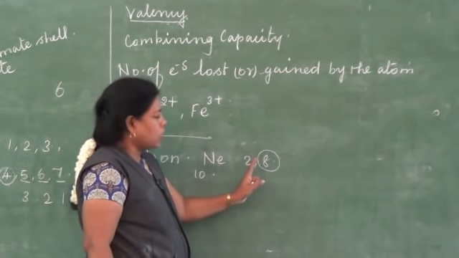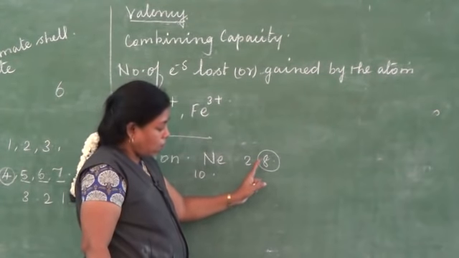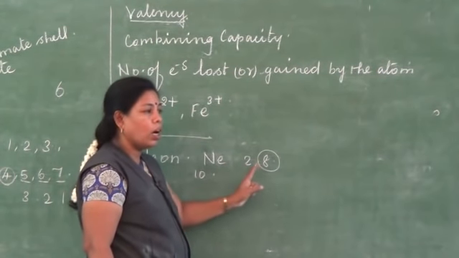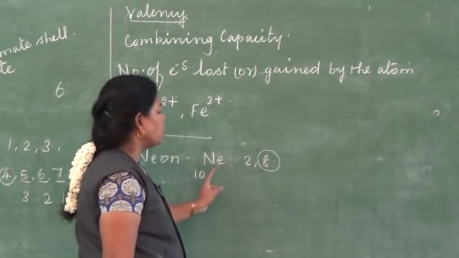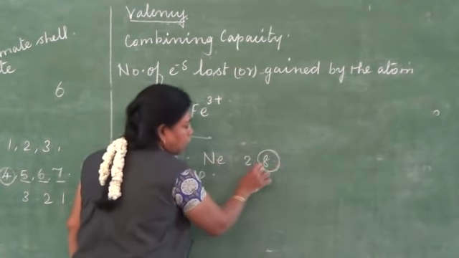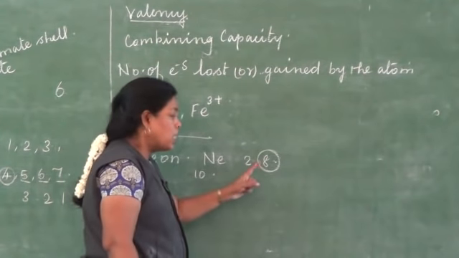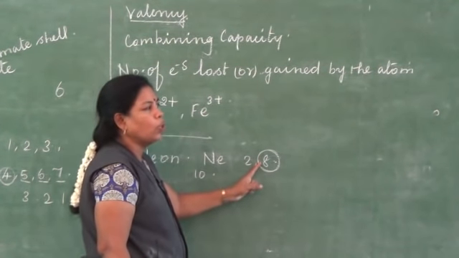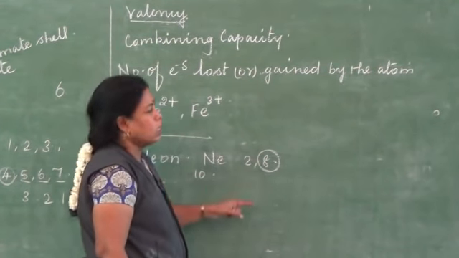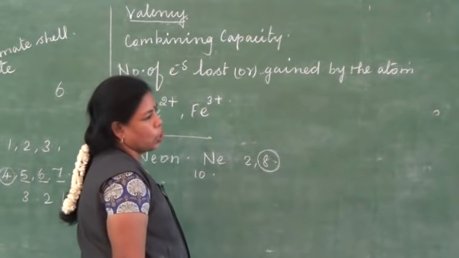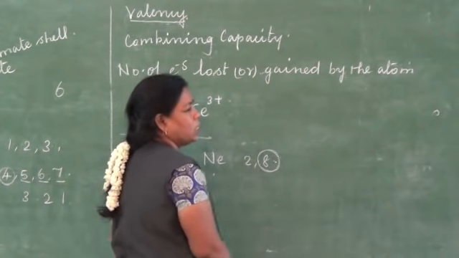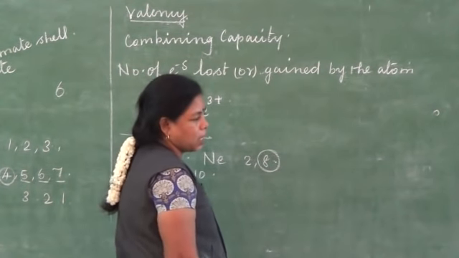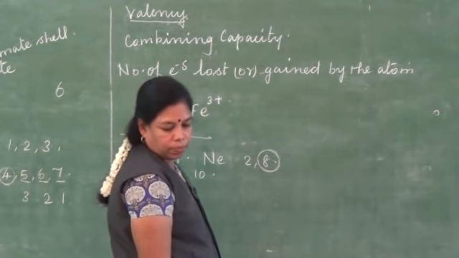So it can neither gain nor lose electrons from its outermost orbit. Neon already has 8 electrons in its outermost orbit. Already it is stable, so it need not gain or lose. So its valence is 0. The elements having 0 valence are called rare gases or noble gases.